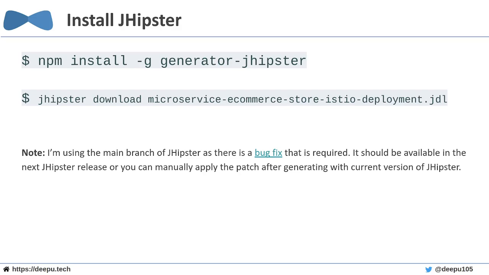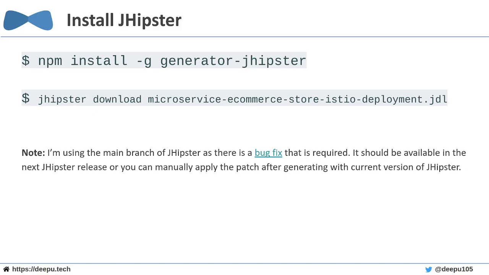I'm using the main branch for the demo, as there is a bug fix that is required for the latest version of Istio. It should be released soon in the next patch release of JHipster. If you're trying this out before the release, you can check the PR linked below and apply the patch, as it's a simple fix. Basically, you have to apply the patch to your Istio virtual services and Istio gateway configuration.